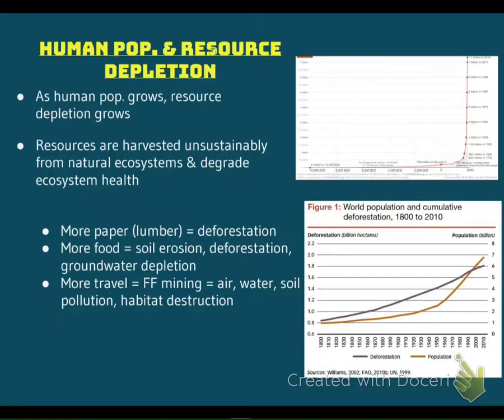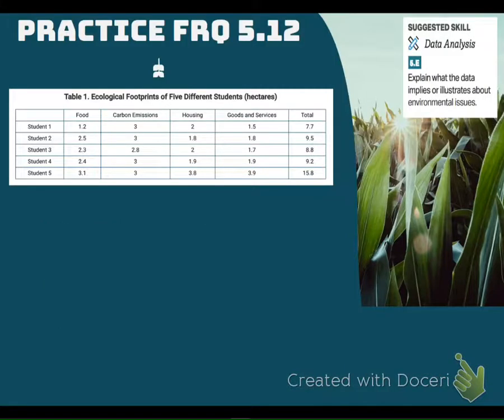And we can see that the population has been going up. And as it goes up, deforestation has been going up also.